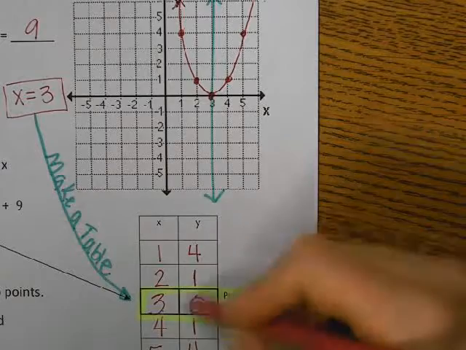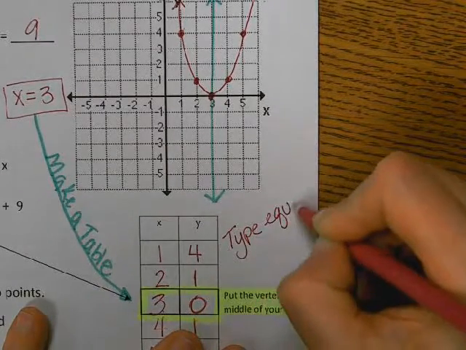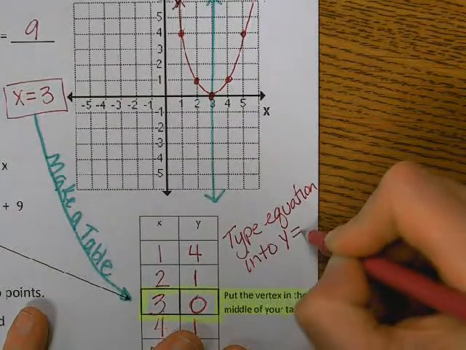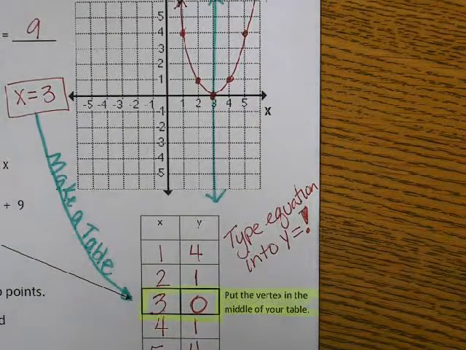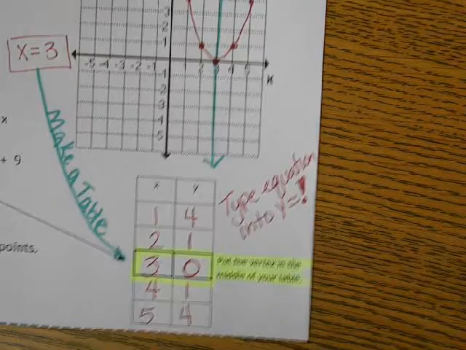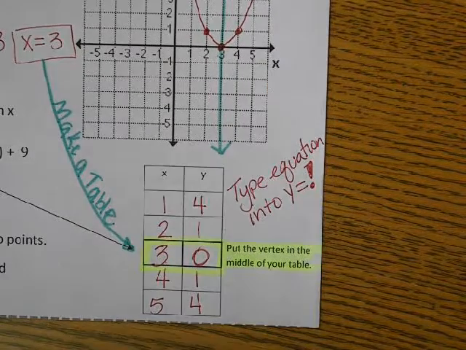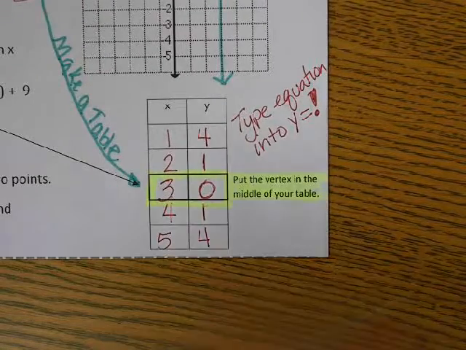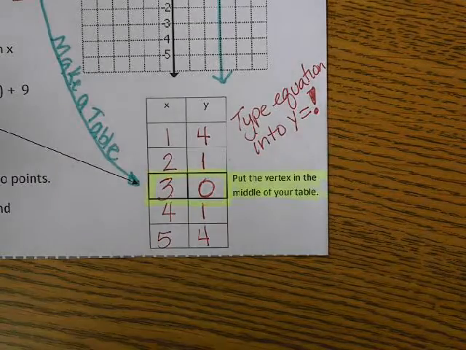And the last thing I want to write down for this part is how I got this table. I typed my equation into y equals. Okay? Type the equation into y equals, and that's going to get you your table. You could always get a table for any equation if you type the equation into y equals. You don't have to do any of the work. That's what's so great about this handy-dandy TI-84 Plus graphing calculator.